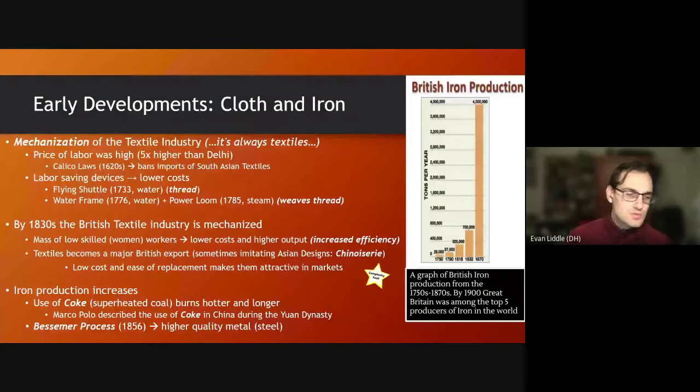So much was produced that textiles became a major British export, one of the largest. Its low cost and ease of replacement made it very attractive in foreign markets. And so textile was really the first step on Britain's road to mechanization of most of its industries.